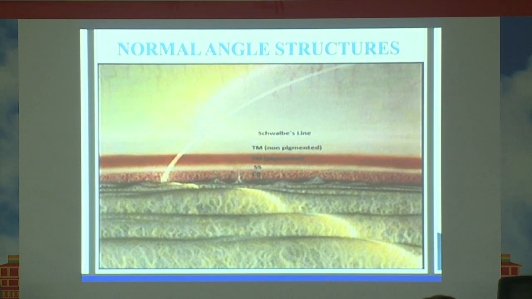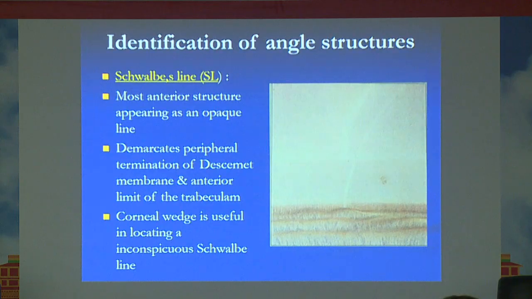Now coming to the normal angle structures. From anterior to posterior: Schwalbe line, everybody knows, trabecular meshwork, non-pigmented and pigmented part, then scleral spur, ciliary body, and root of the iris. Schwalbe line is the most anterior structure and demarcates the peripheral termination of the Descemet membrane. Two light reflections are seen, one from the anterior surface of the cornea and one from the posterior surface, and where they meet, they create a corneal bulge. So this is very useful sometimes in a faint Schwalbe line.